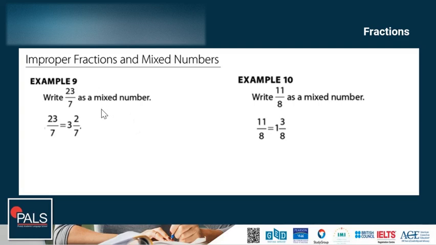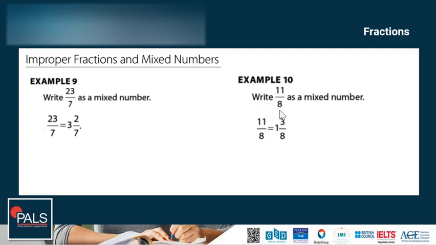23 over 7 is an improper fraction because the numerator is larger than the denominator. So to change this to a mixed number, all we need to do is divide the numerator by the denominator. So 23 divided by 7, the denominator 7 can divide the numerator 3 times with 2 left over. So therefore, 23 over 7 is equals to 3 and 2 over 7.